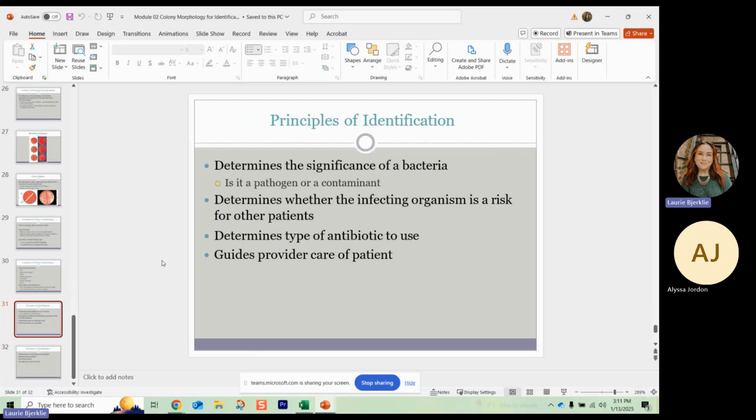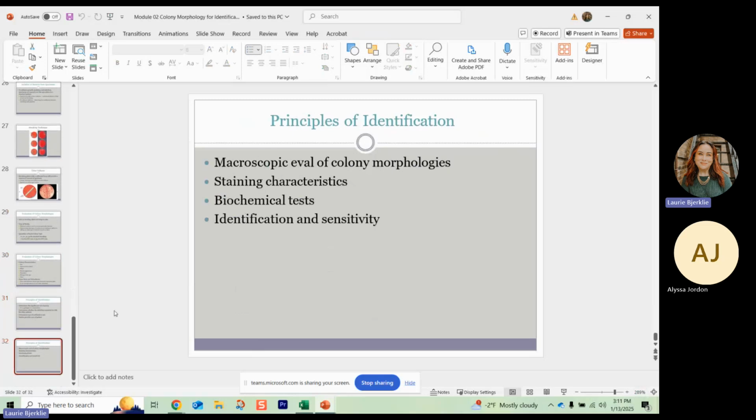They might use a broad spectrum. We'll talk antibiotics next week, but they could also tailor it like, oh, I now know I have a gram-positive. I can use an antibiotic that's more tailored down to that. It just helps guide care for that patient.